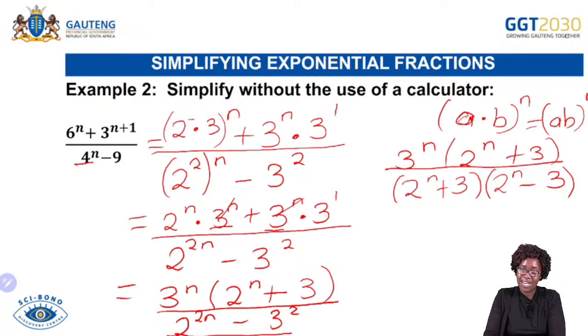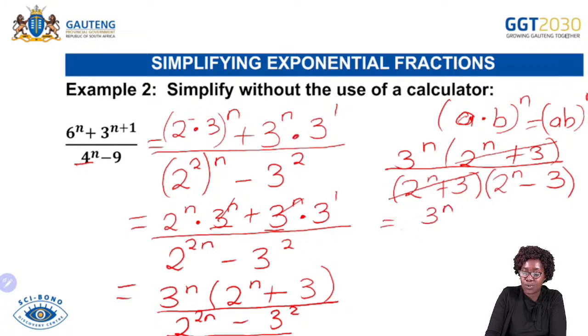Then look carefully now, grade 11s. I have a common factor, 2 raised to the power of n plus 3, 2 raised to the power of n plus 3. Now, when I divide this, I'm simply going to have my solution as 3 raised to the power of n divided by 2 raised to the power of n minus 3.